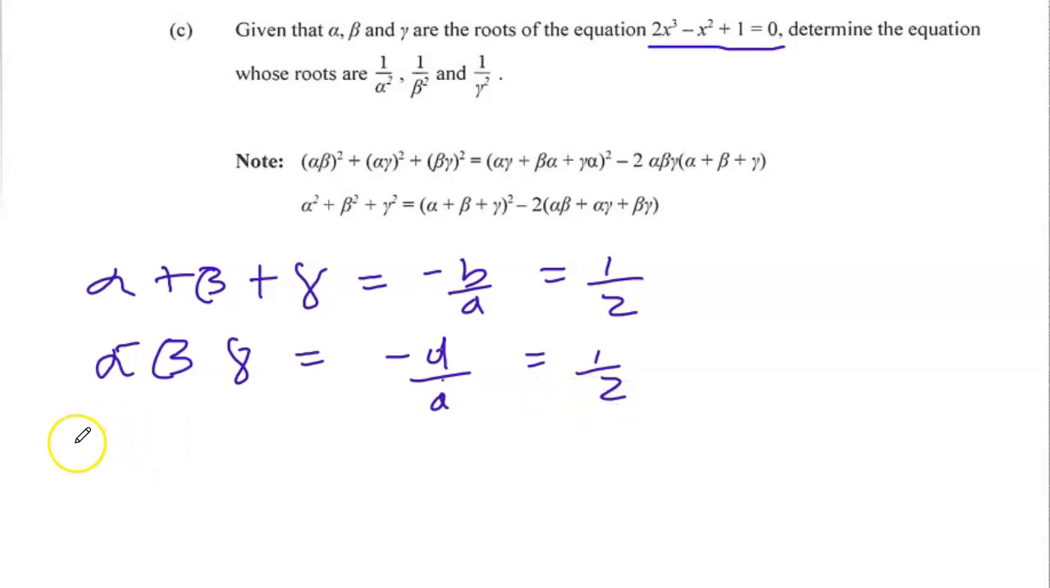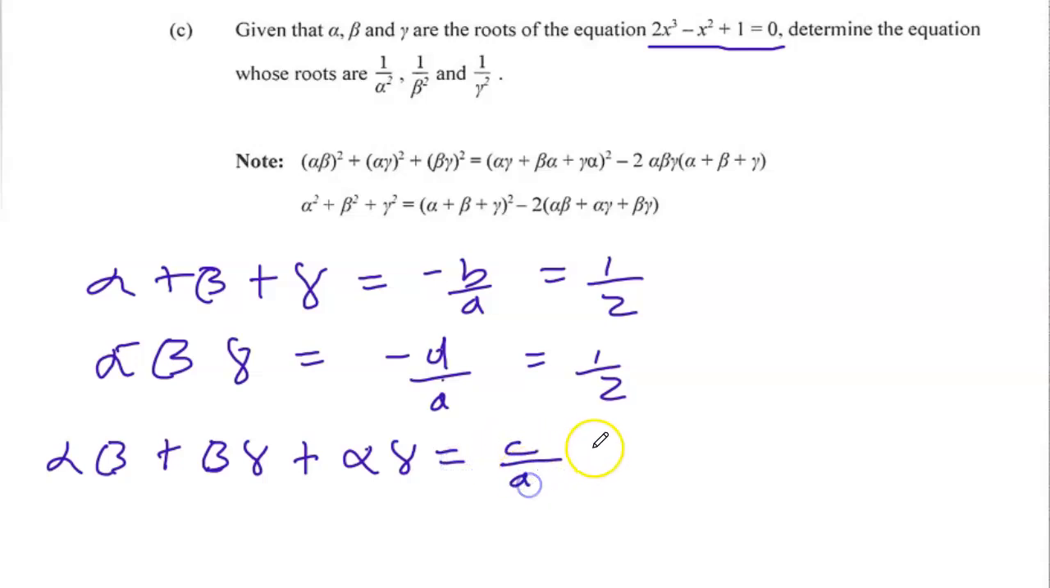And the sum of the products, so alpha beta plus beta gamma plus alpha gamma is equal to c over a. Now, what is c? C is the coefficient of the x. Notice that there's no x term there. So the coefficient, of course, would be 0 over a, which is just 0.